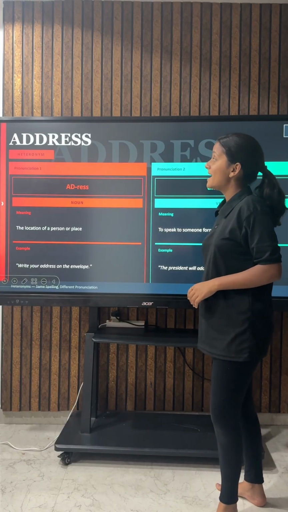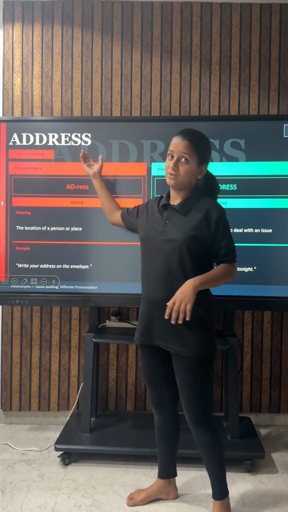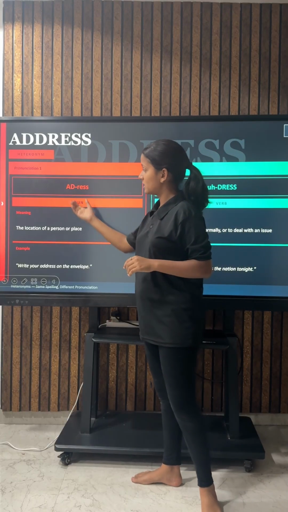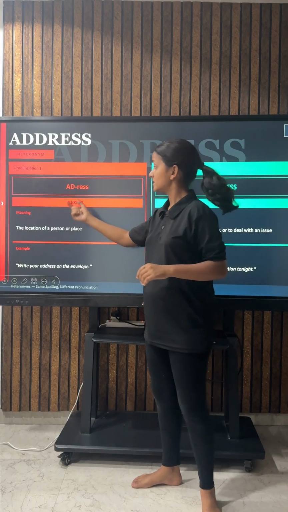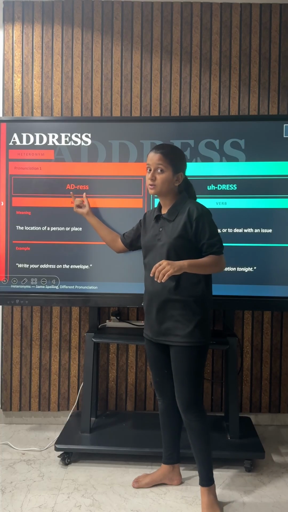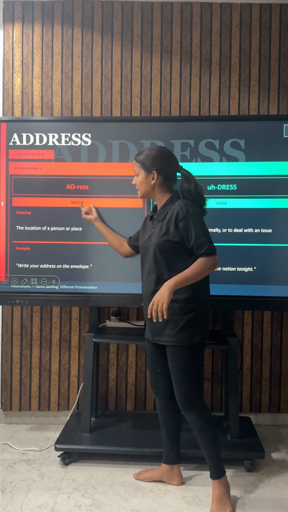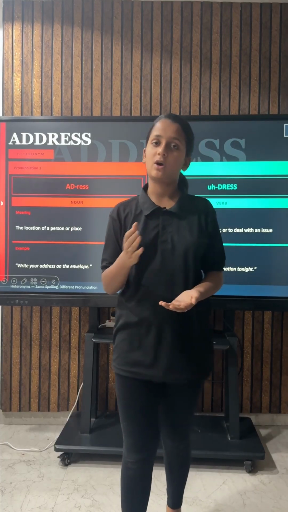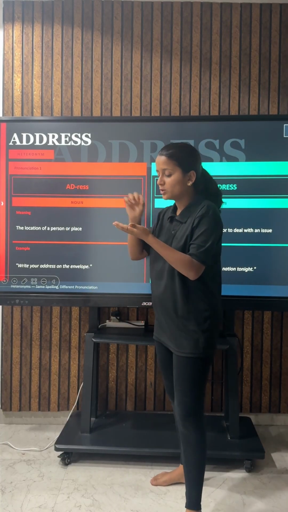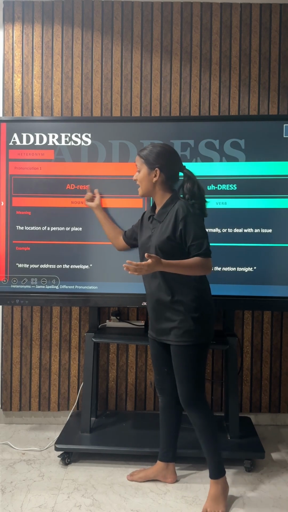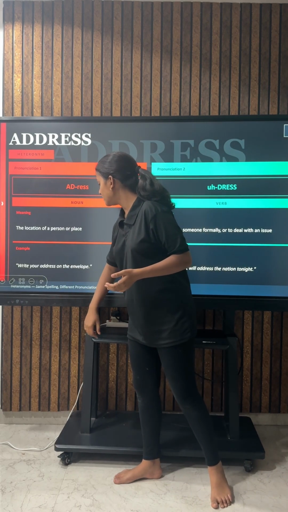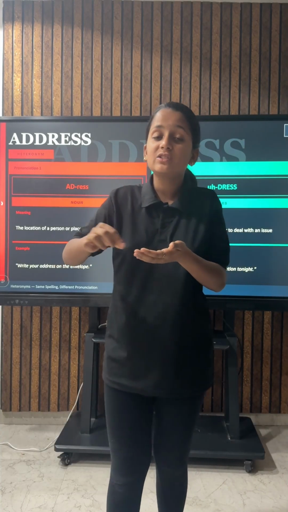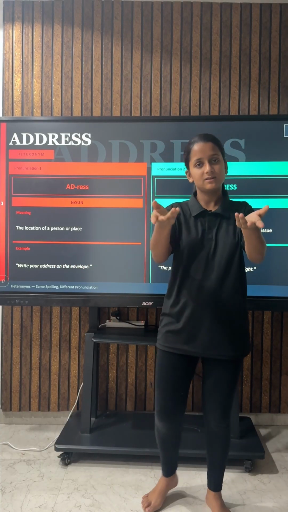Come on. So our first word is address. Pronunciation 1. What is the first pronunciation? Address, with the stress on the first syllable. So what is this? It's a noun. The meaning is the location of a person or place. You must know what an address is. You write the address on your mails or something like that. Example: write your address on the envelope. So you have to write your address on the envelope. This is known as address.